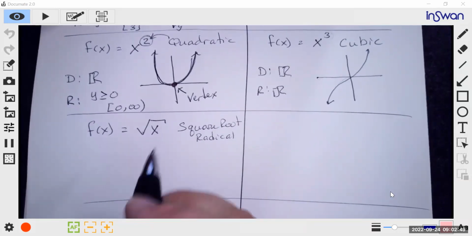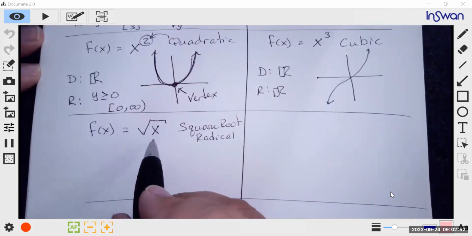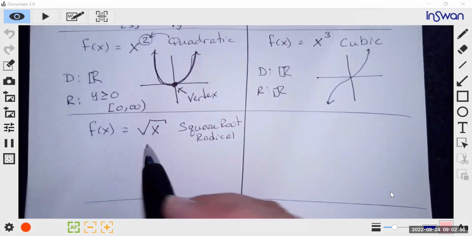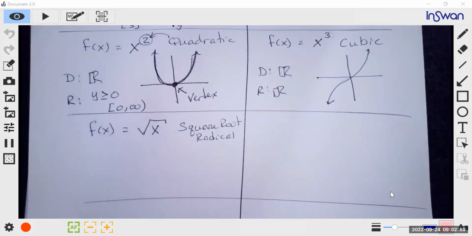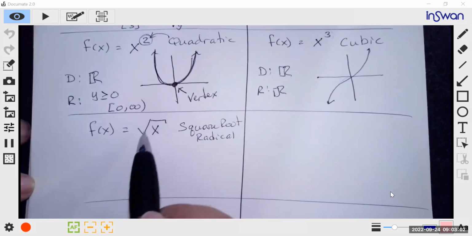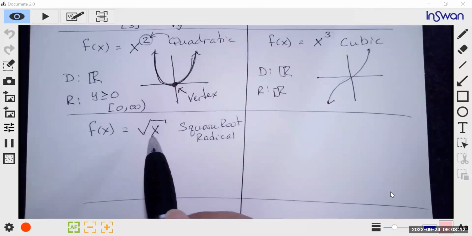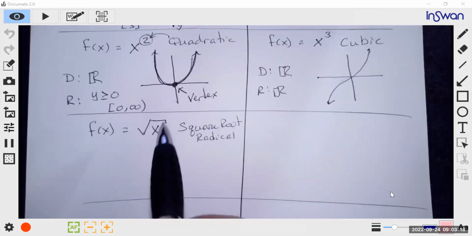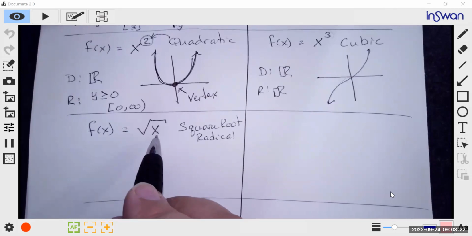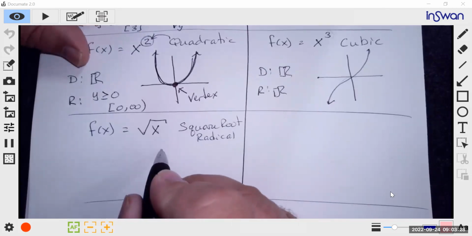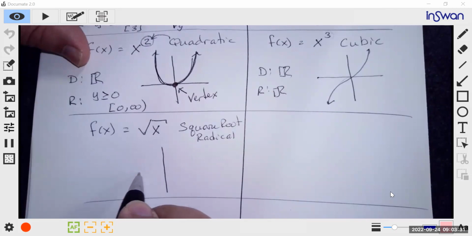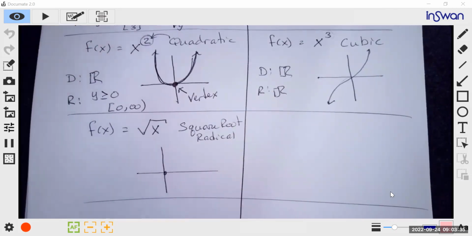What are the rules about square roots? Can you take a square root of a negative number? No, because whatever number's inside there, you have to be able to multiply the same number twice to get that number. Like square root of 4 is 2, because 2 times 2 is 4. Square root of 16 is 4, because 4 times 4 is 16. But if I had square root of negative 9, negative 3 times negative 3 is a positive 9. So you can't have negatives. So no negatives. Can it be 0? Square root of 0 is 0. And it can be positive. So since it can't be negative, it could be 0.